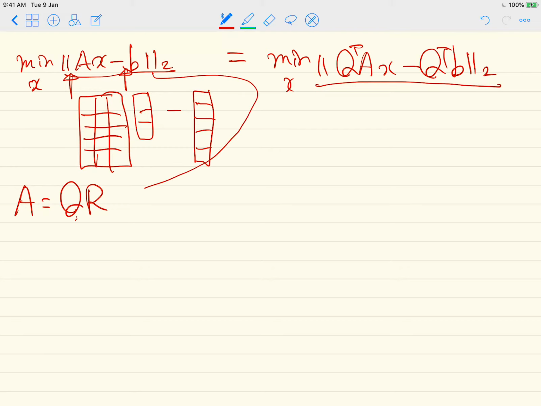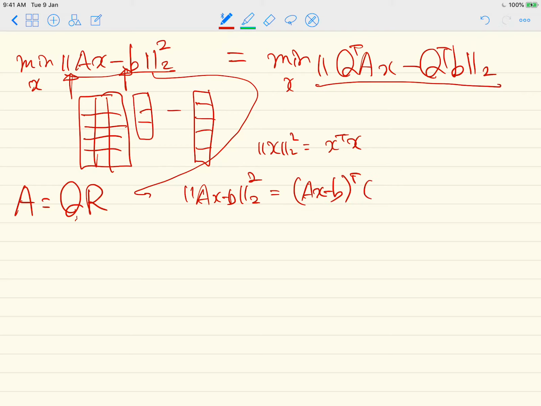Okay, so let me start with this, Ax minus b, and we consider its norm, right? And typically we consider this in squared form in order to avoid the unnecessary computation of the square root value. And so in this case, we know this relationship, and so b minus Ax minus b transpose and Ax minus b, right?